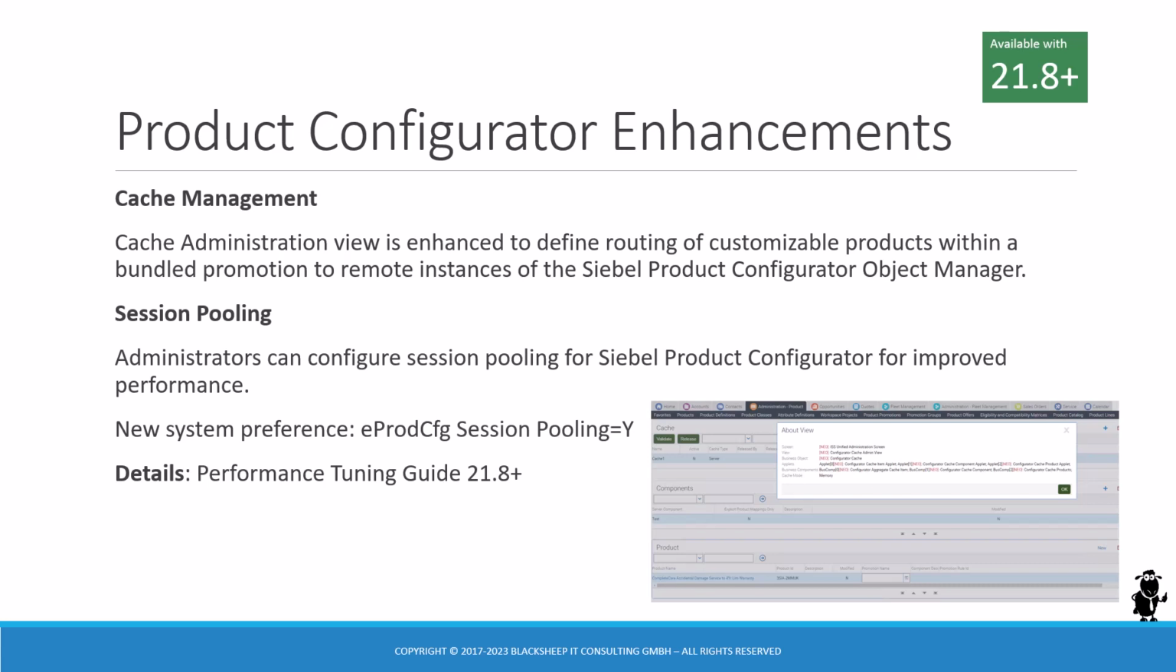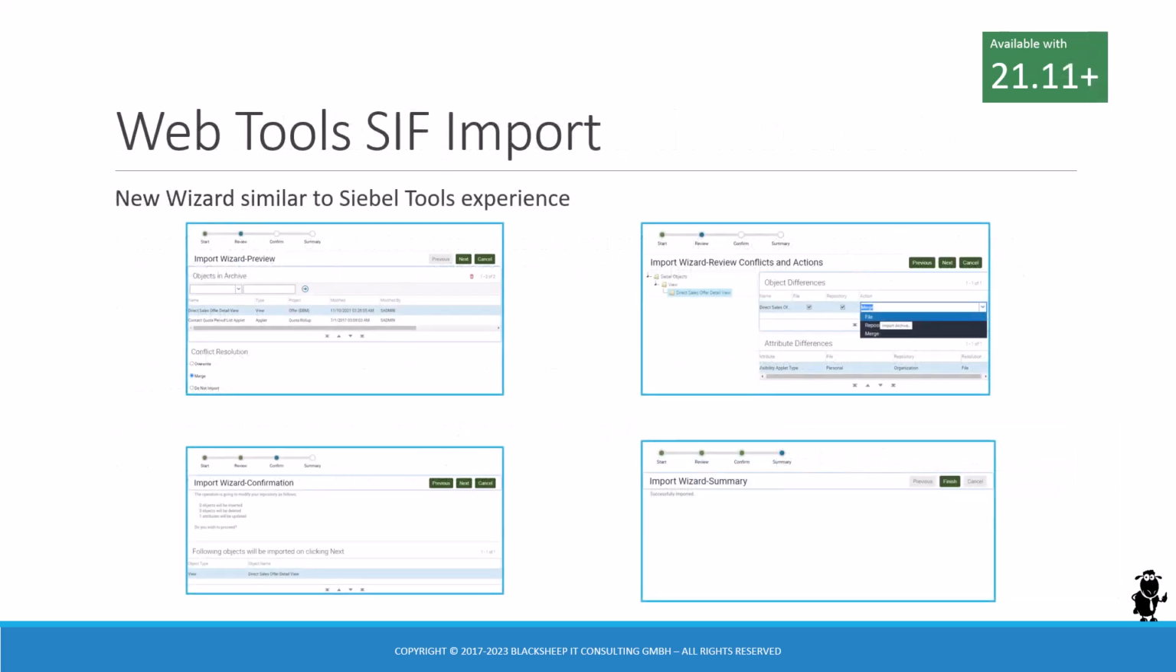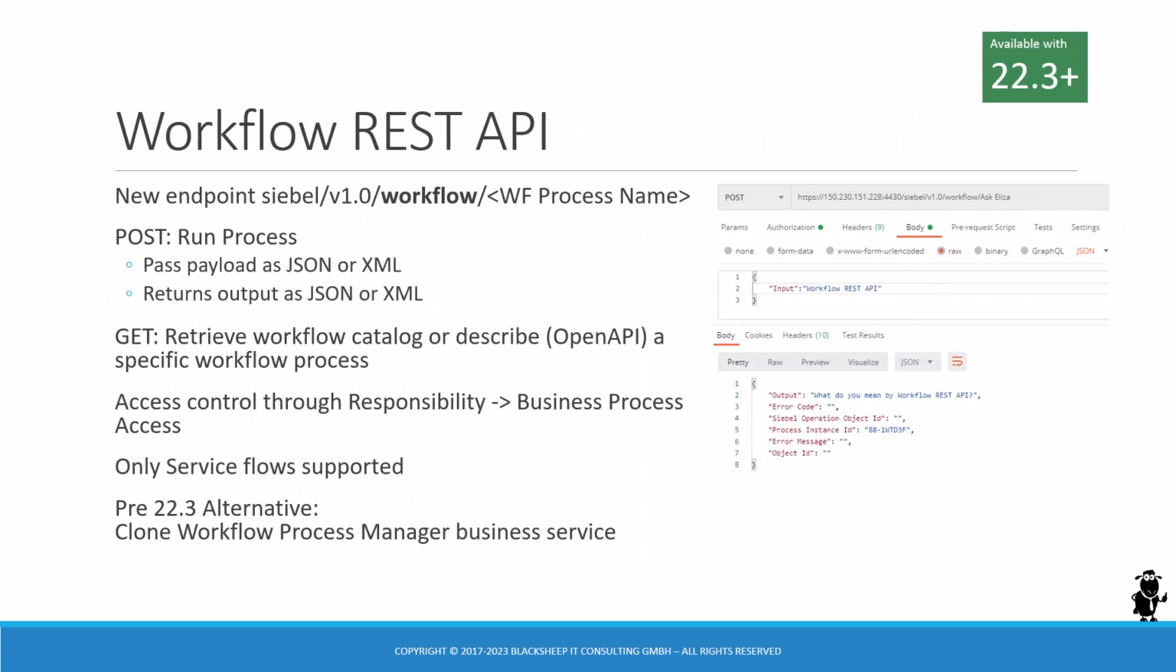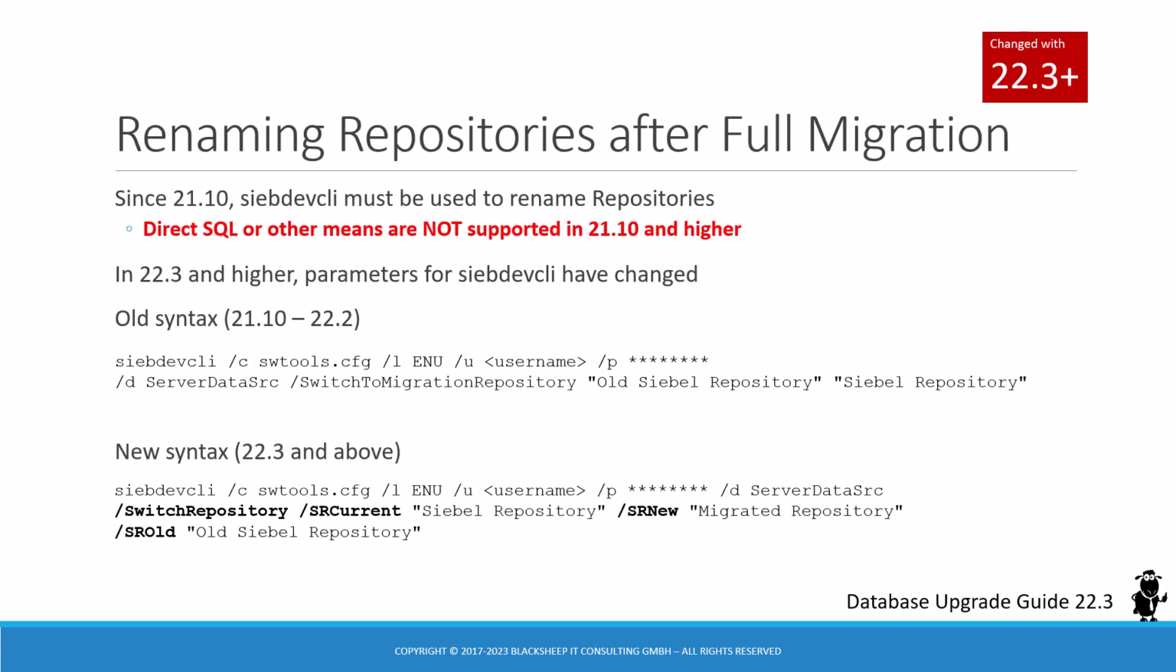If you use Product Configurator, you're in for several changes as well, the whole order management. Web Tools again here with the SIF import. The REST API improved a lot, actually it evolved, including attachment support, workflow support. Renaming repositories after full migration is not done the same way as before, so make sure you understand all these administrative changes.